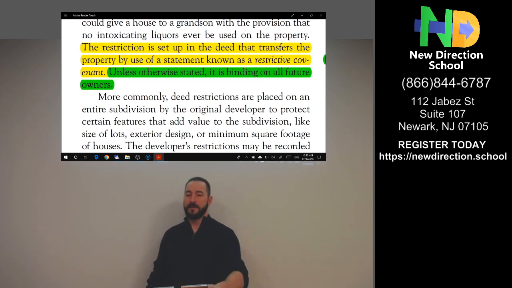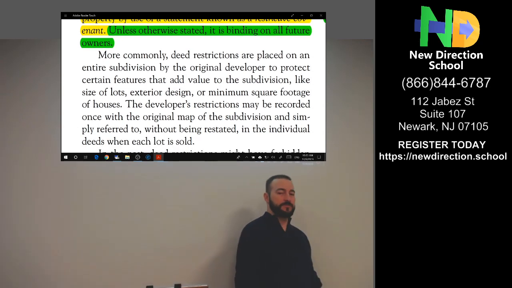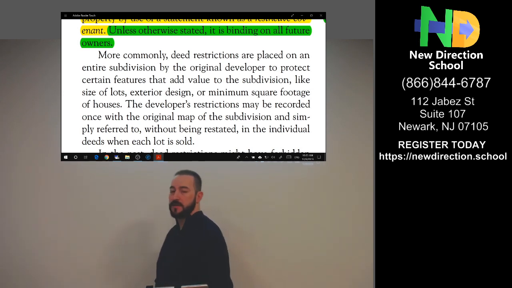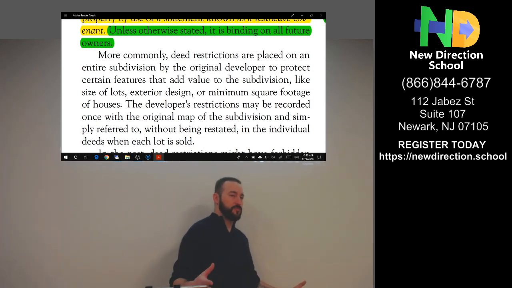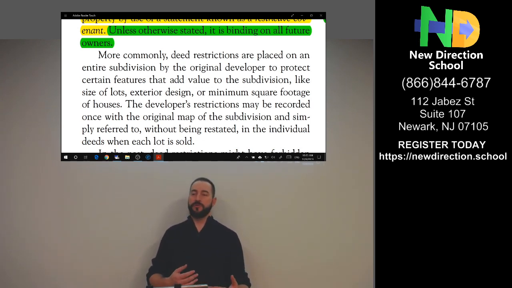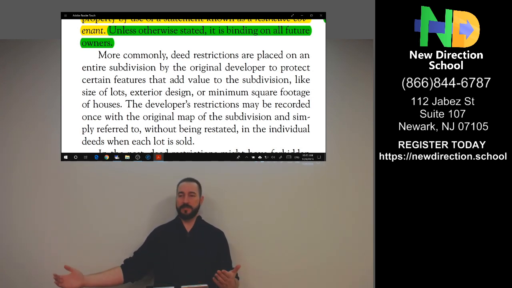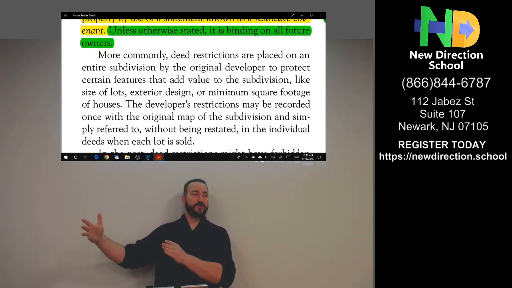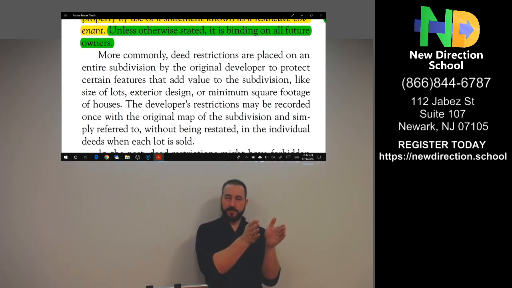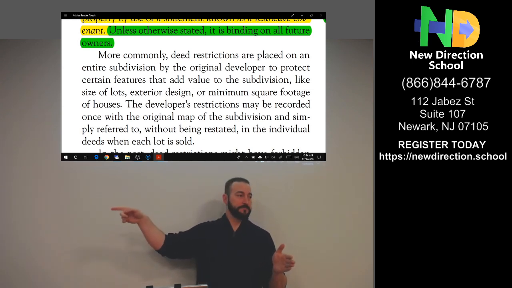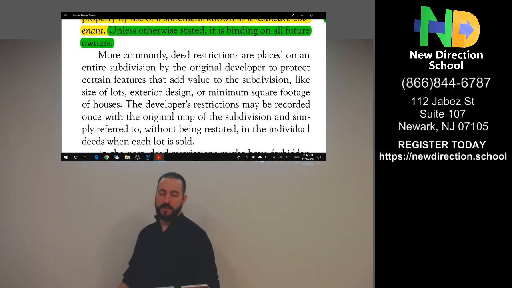Does that make sense? Now, the developer's restrictions may be recorded once with the original map of the subdivision and simply referred to without being restated in the individual deeds when each lot is sold. So sometimes, especially with condos or larger private subdivisions, they sell the property to you, and in the deed, under restrictive covenants, it says, please refer to master deed. So there's a bigger and fuller deed with all the bylaws and all the restrictions for the whole subdivision. You're buying your unit, and it says, please look back at the original one, so we don't have to keep on recording the same restrictions. Does that make sense? Cool.